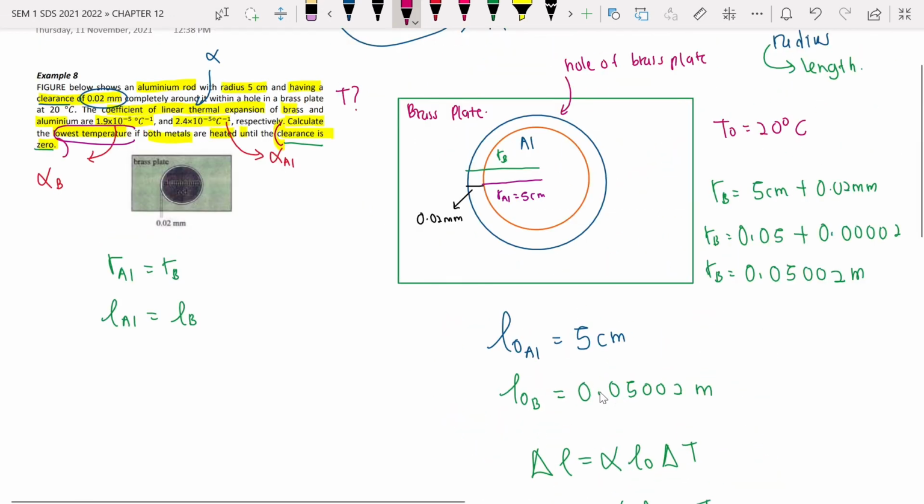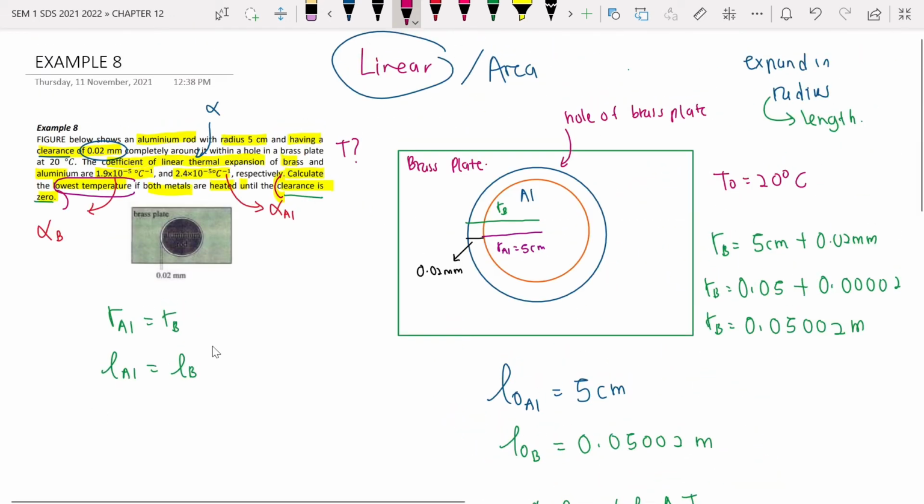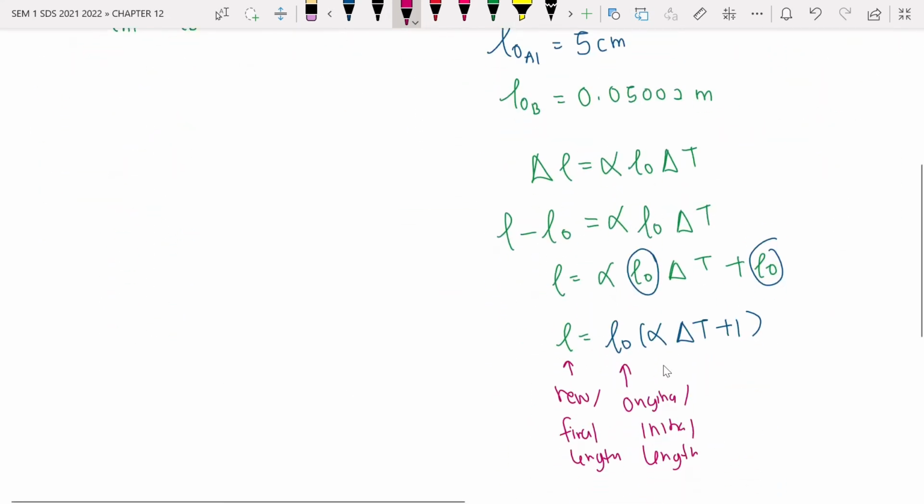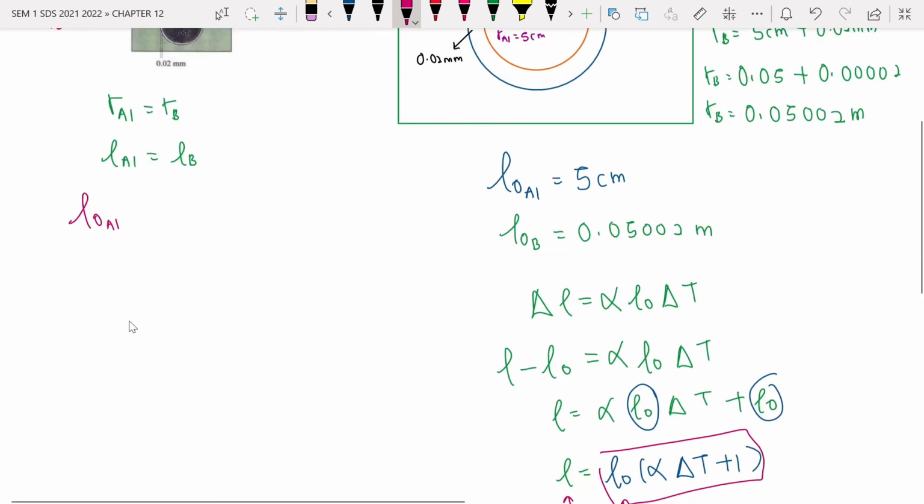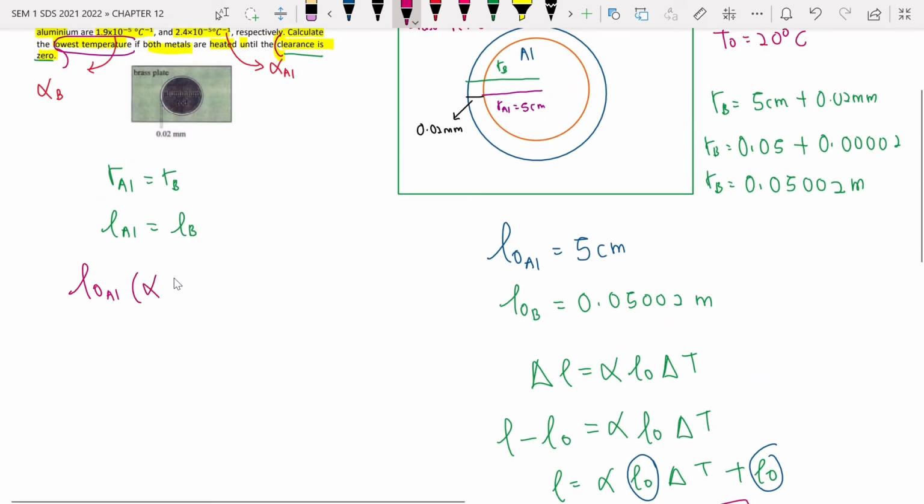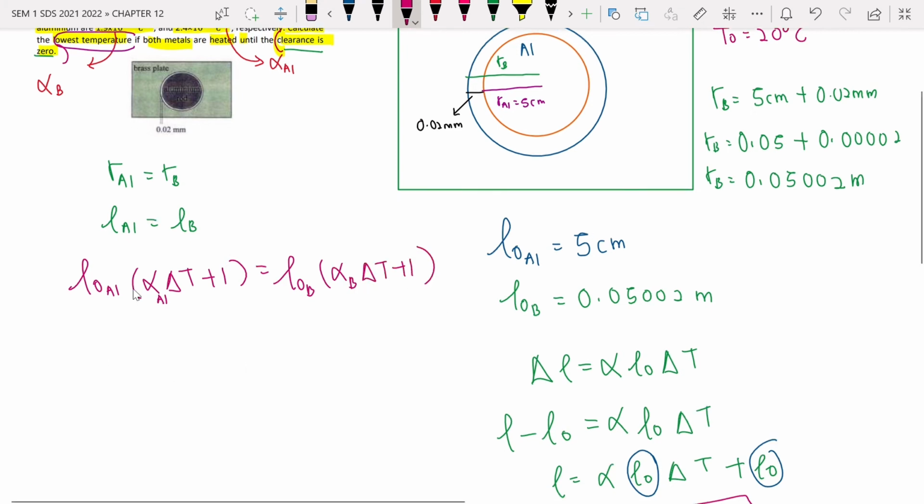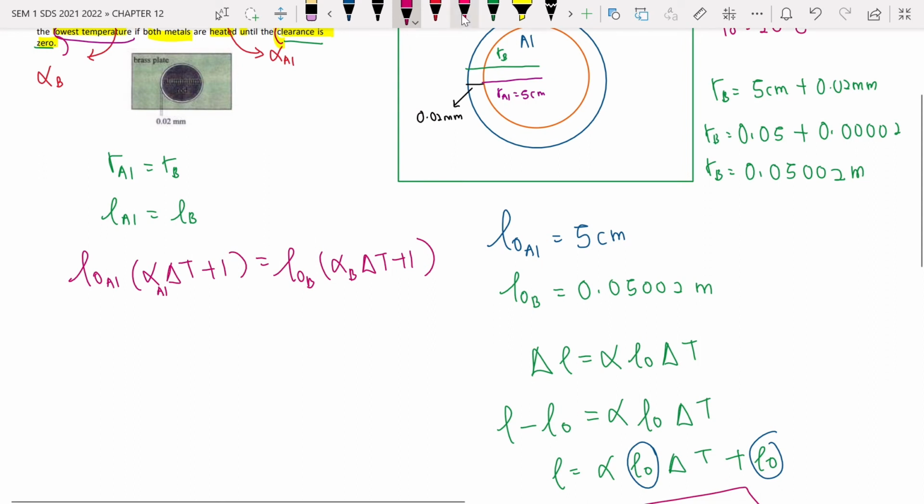And we know the final length of aluminium and the final length of the brass plate is the same. So we are just going to substitute this equation into here. Original length for aluminium times (coefficient of linear expansion for aluminium times change in temperature plus 1) equals original length for brass plate times (coefficient of linear expansion for brass plate times change in temperature plus 1). Now here we only need to substitute the values.